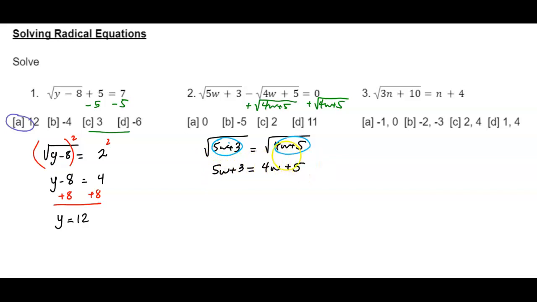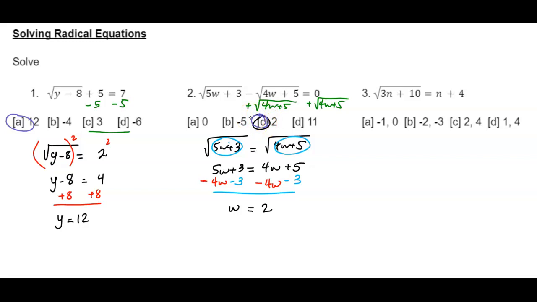Now it just becomes solving a linear equation. We've got to move the w's to one side, the constants to the other. I'm going to move the 4w to the left. I like keeping my variables constant if I can. And then I'm going to move the plus 3 over to the right by subtracting 3. That's going to give me w on the left equals 2. And again, for the sake of time, I did plug this in, and it is a viable solution.